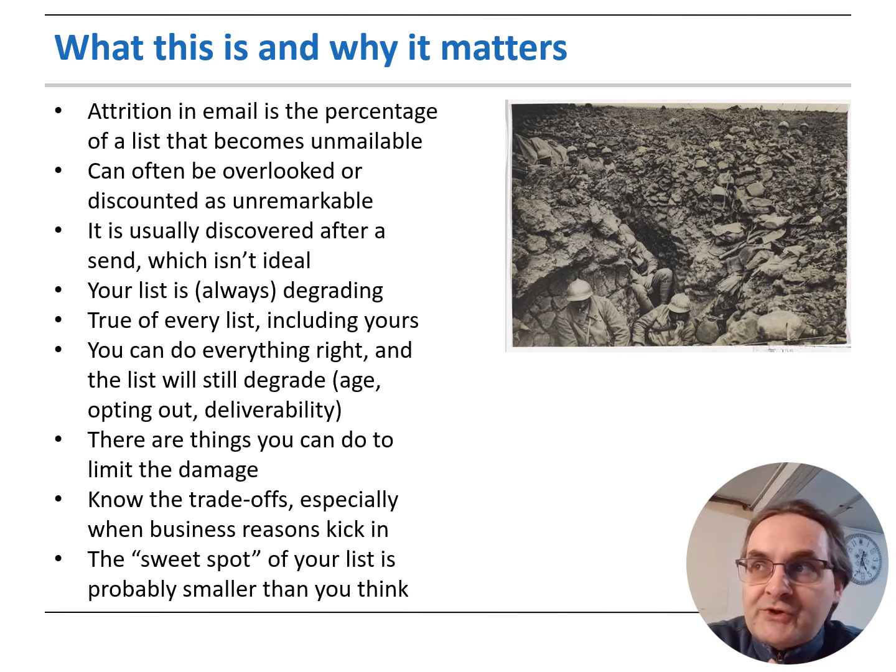In email, attrition is defined as the percentage of a list that becomes unmailable. It can become unmailable through a variety of different reasons. We'll go into each of these in turn in the upcoming slides. Attrition metrics are often discounted or overlooked or thought of as unremarkable because they don't seem to be changing very much. In general, you are not going to discover your attrition rate until you send your email out. That's not ideal. Ideally, you would avoid some of the problem emails before you send to them and consequently be able to limit your attrition and improve your sender reputation in inboxing.